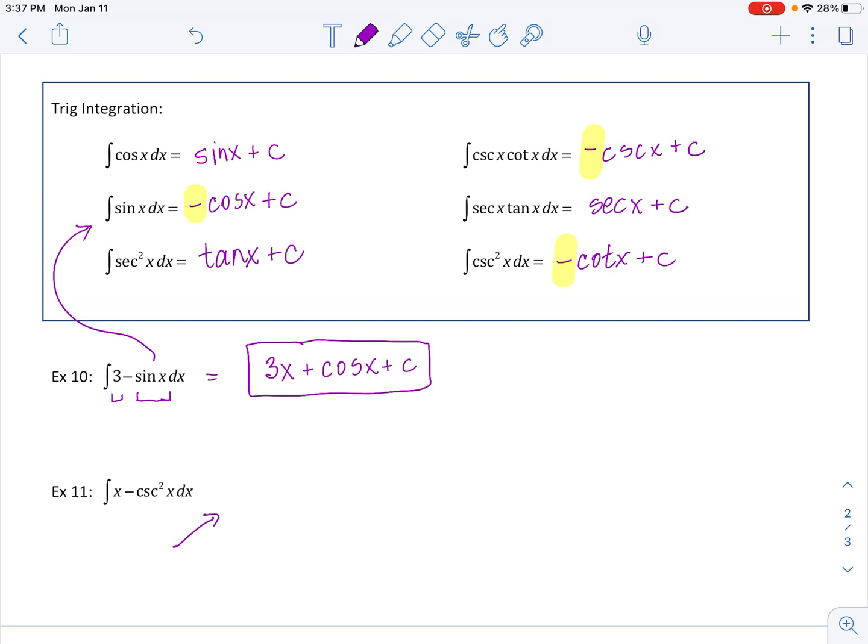All right, so you should get x squared over 2 for the first term, and then integrating cosecant squared, it does change signs, so this would become plus cotangent x plus c. Hopefully you did well.